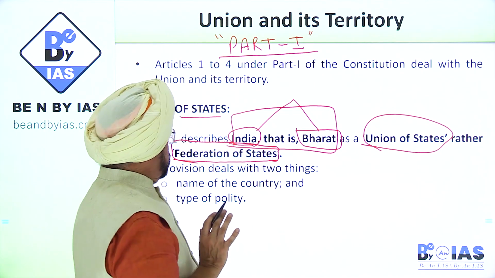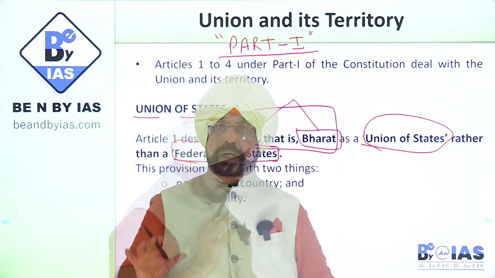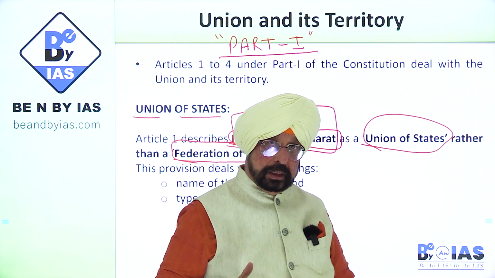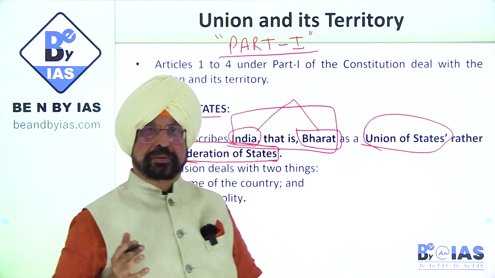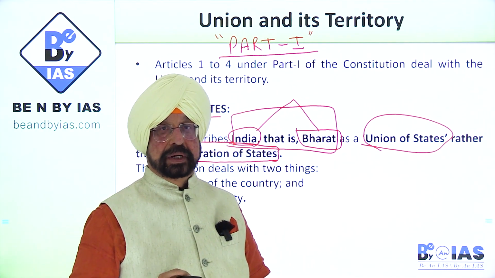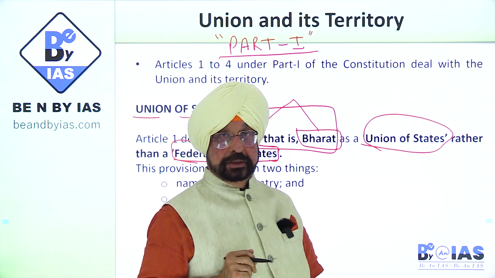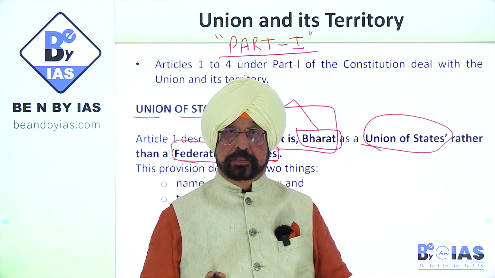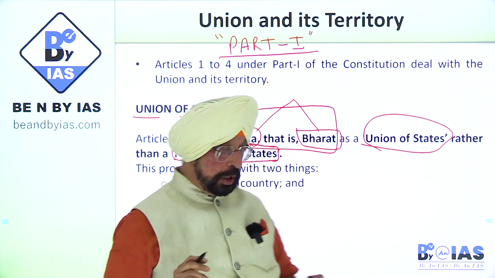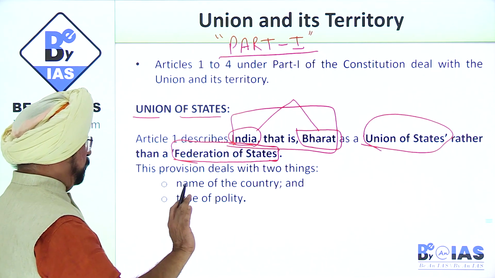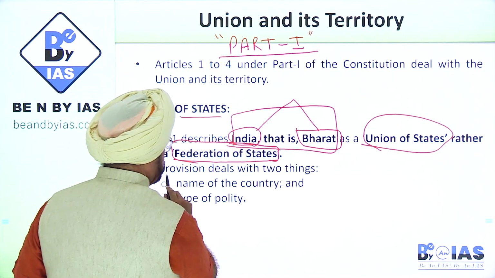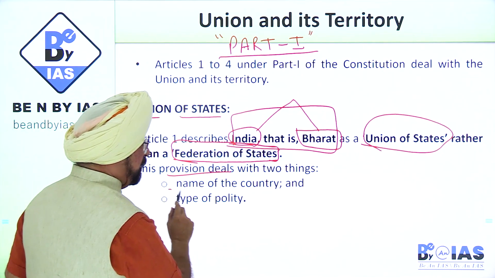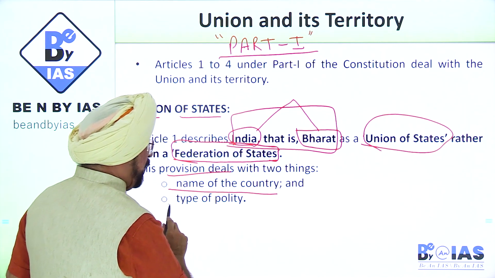Now it is describing India, that is Bharat, not as a federation of states, but as a union of states, though it has got a federal structure. How? We'll see. So this provision first deals with what? The name of our country and the type of polity.